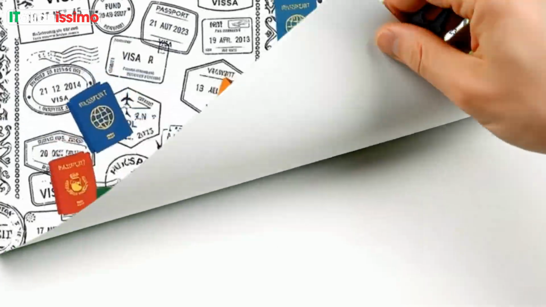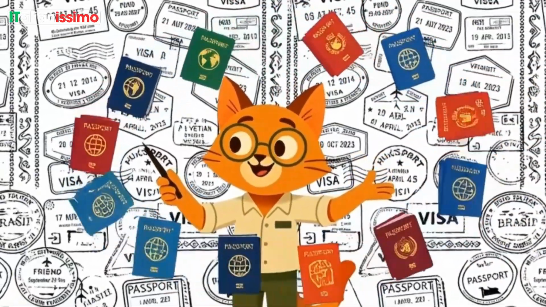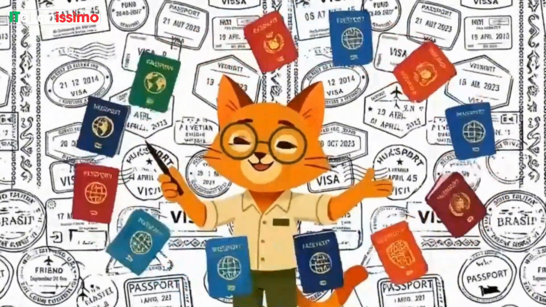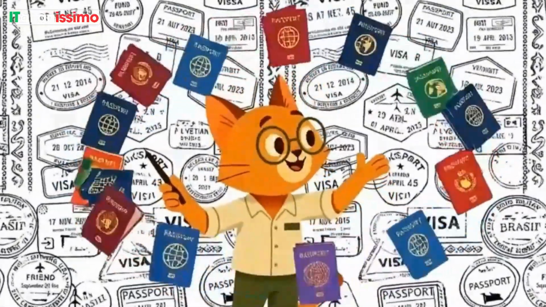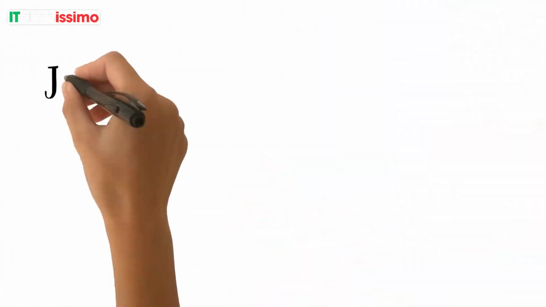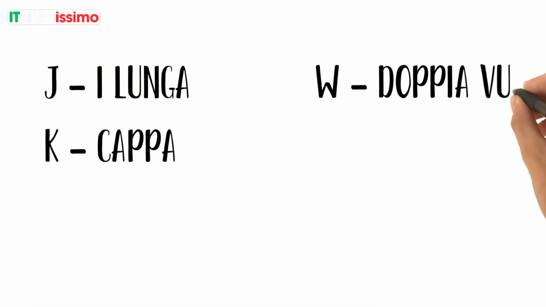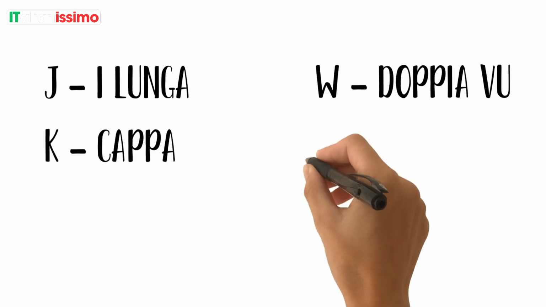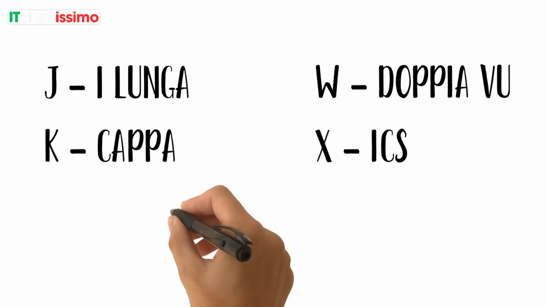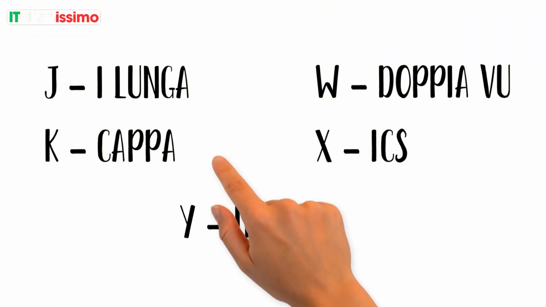They're called lettere straniere, which just means foreign letters. Think of them as letters that Italy has borrowed so it can write words from other languages that are just, well, part of the global conversation now. And they've even got their own cool Italian names. So J is i lunga, which means long I. K is kappa. W is doppia V, literally double V. X is ix, and Y is ypsilon. Just hearing their names, you can tell they're not from around here, right?